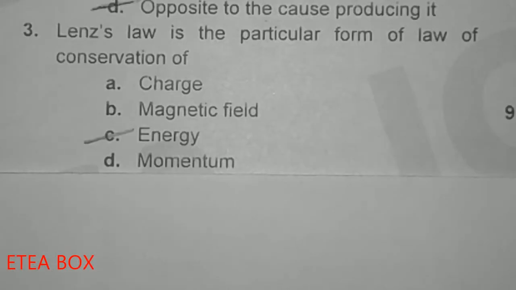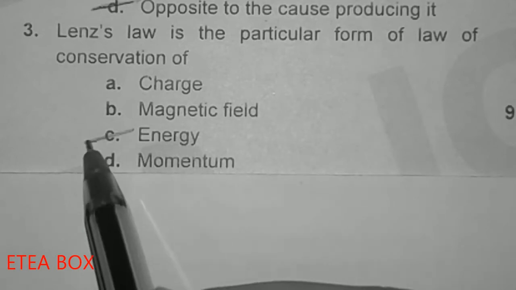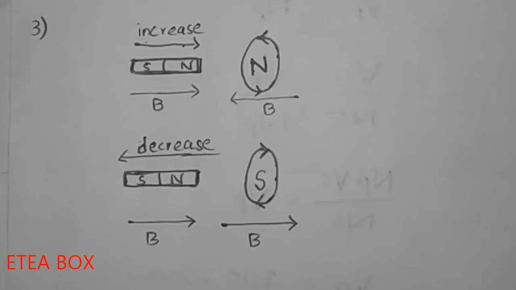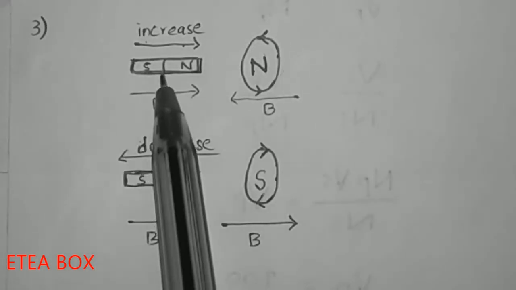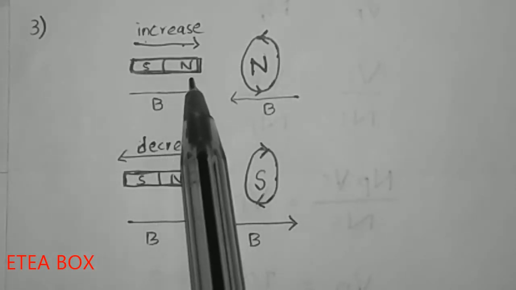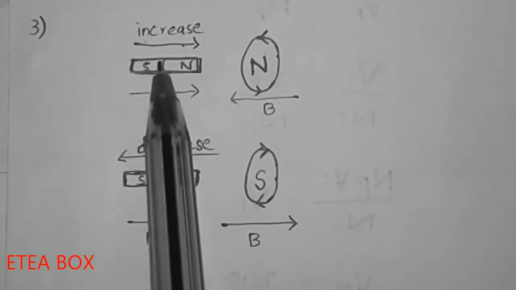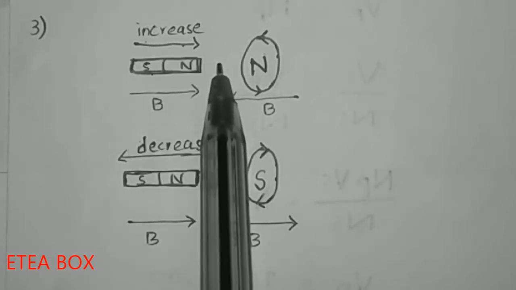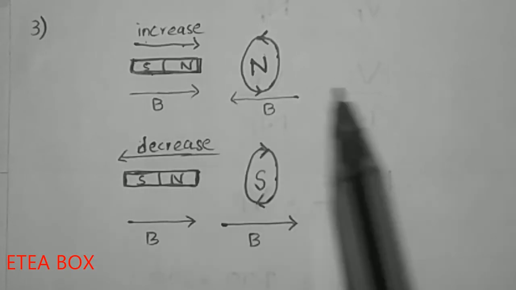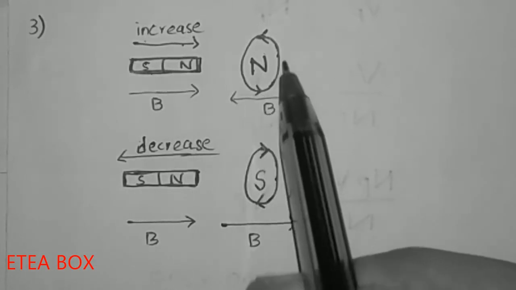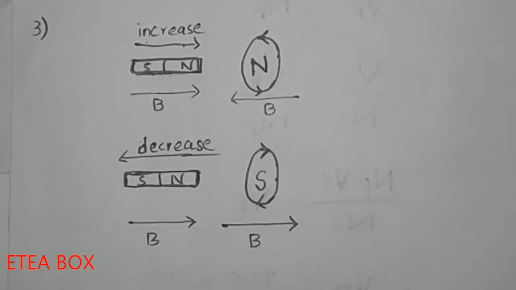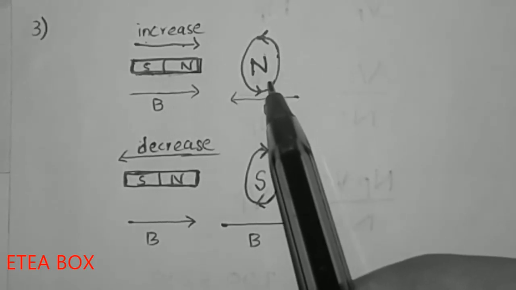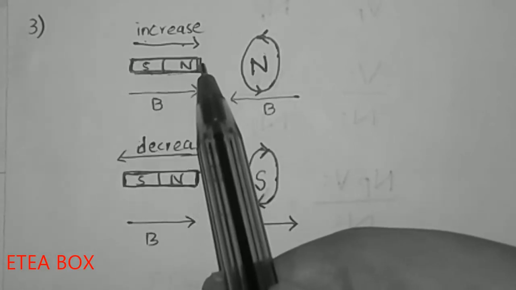Lenz's law is a particular form of the law of conservation of energy. Option C is correct. Let's see how Lenz's law is the law of conservation of energy. Now look here, this is a magnet, okay, and this one is the coil. Now when we increase the magnetic field, like when we move the magnet in that direction, it means that we are increasing its effect, okay? So in that case, what will happen? This coil will oppose the effect, the cause producing it. The EMF or the current in this coil will oppose the effect of this, okay?